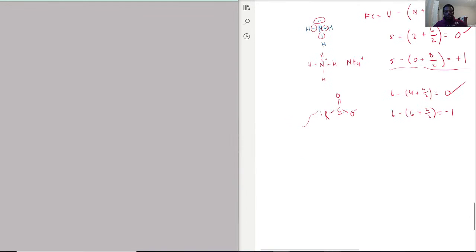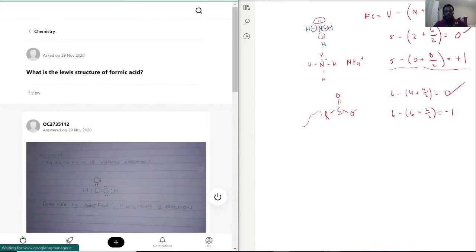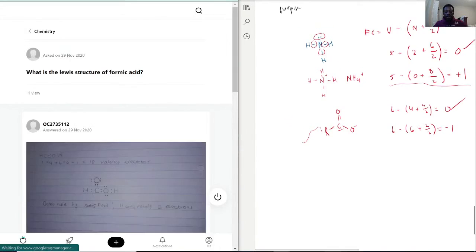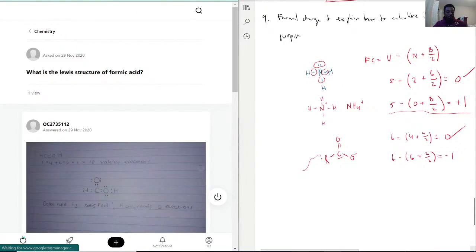So now we have, what is a Lewis structure of formic acid? Rather than answer this question, we're going to tackle this in our next video. So we're going to stop here.